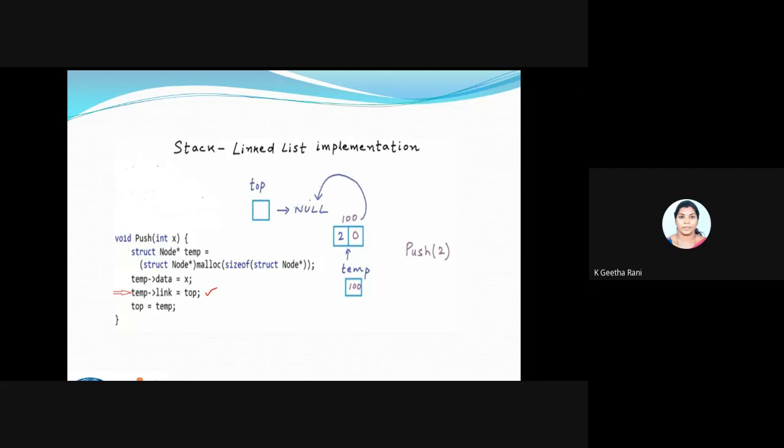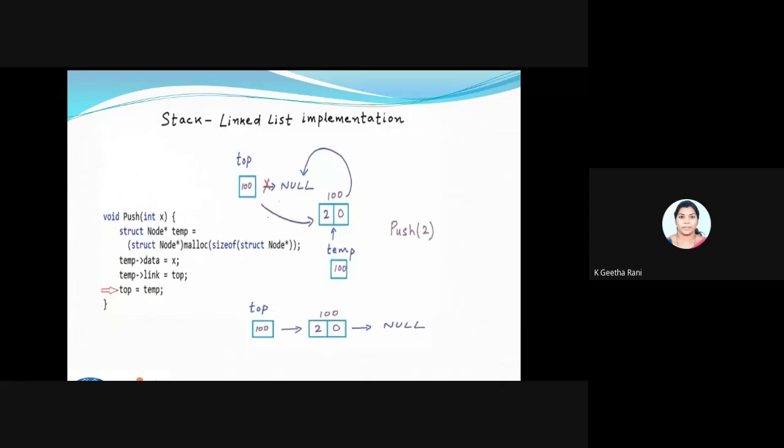I created this link. Okay, now I need to create one more link. So what I'm doing here is putting the address for my top. I'm putting this temp address as my top. So you can see the next diagram here. I discarded this link. For creating this link, I'm using this last syntax: top is equal to temp. So temp's address will be inside this top. This is what we get at the end.